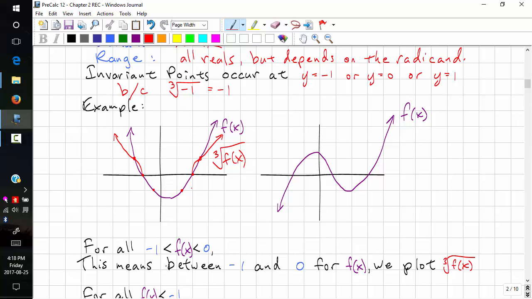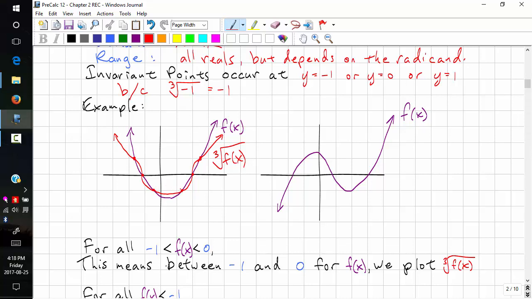Now, below the x-axis, the rules are reflected. So between -1 and 0, we're plotting below. Between 0 and -1, we're plotting below f of x, but above -1. And below -1, we plot above f of x, but below -1.